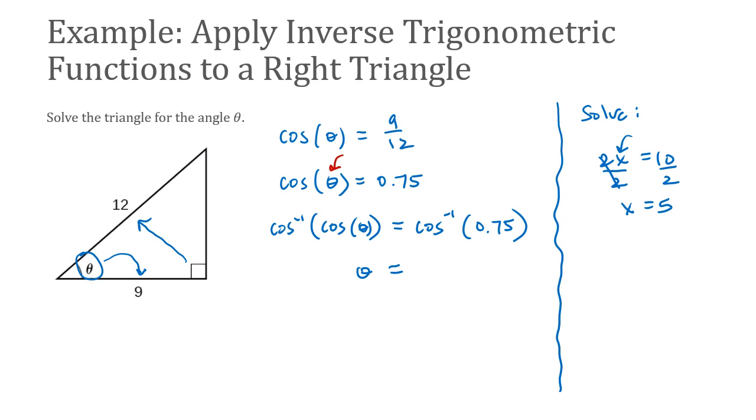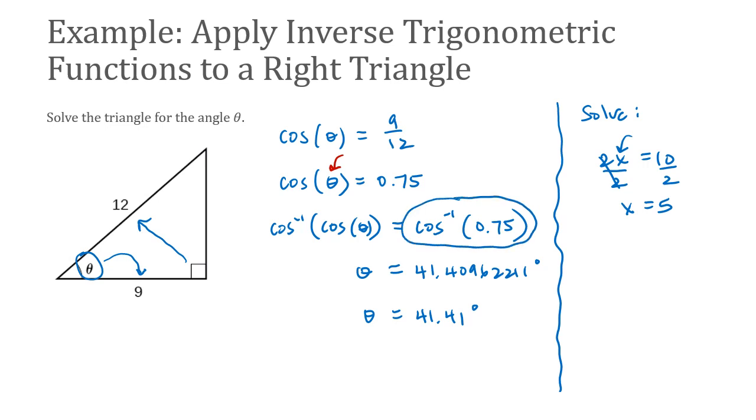I'm going to grab my calculator, and when I put that in, I got, in degrees, 41.4096, I don't know, 2211 it looks like. Make sure you pause the video and see that you get that same answer. I'm going to go ahead and round this to 2 decimal places. So I'm going to say that theta is approximately 41.41 degrees.